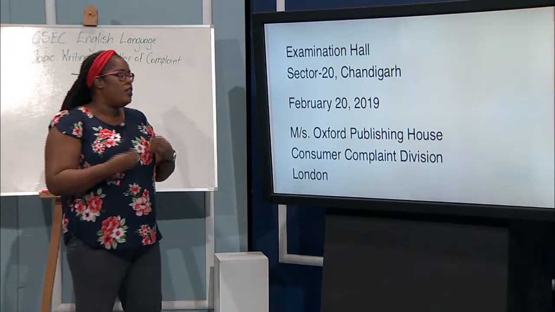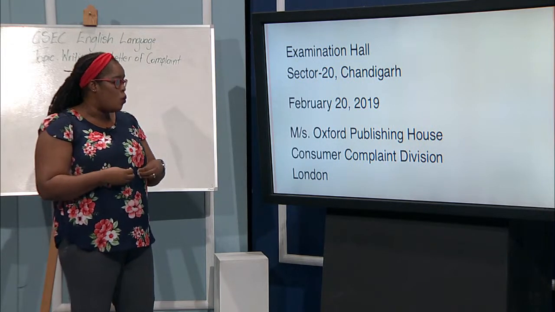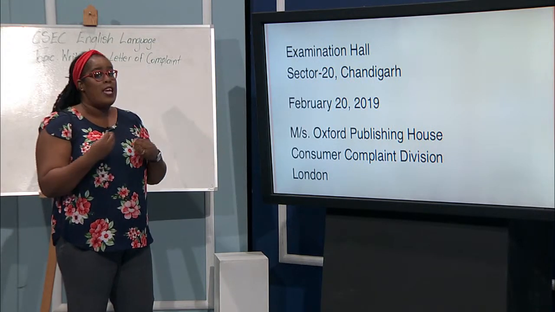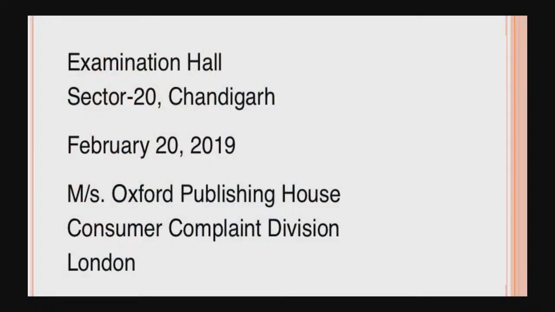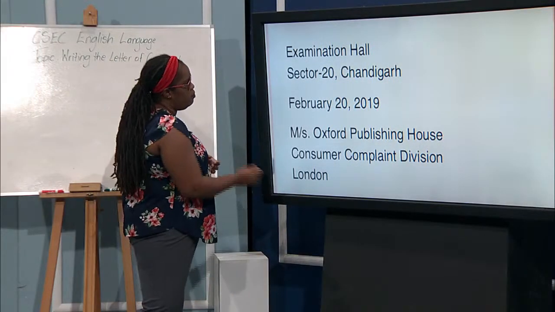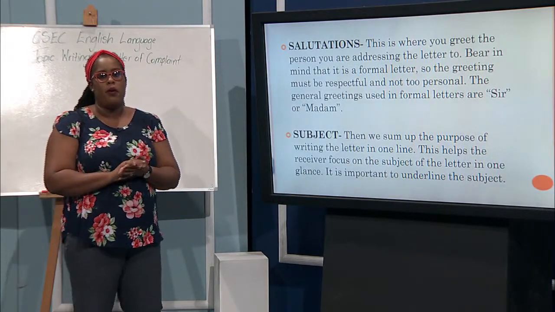Very good. Now, in this case, I do not know the name of the person to whom I am writing. So I just included the name of the place where I purchased the item and the address: MS Oxford Publishing House, Consumer Complaint Division, London. That is what we would include there. Next one, salutations. Is that clear?